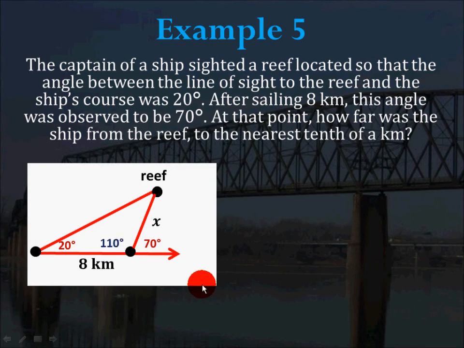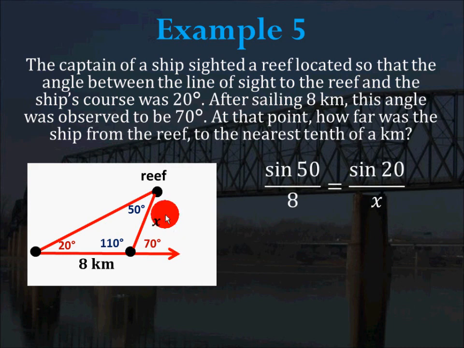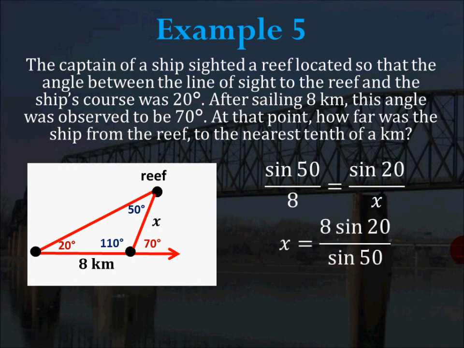Alright, let's plug in some values. If this is 70, we know this angle inside the triangle has to be 110 degrees because they're supplementary. If this angle is 110, we know that this angle next to the reef has to be 180 minus 20 minus 110, or 50 degrees. So, we can use the law of sines. The sine of 50 degrees over its opposite side 8 is equal to the sine of 20 degrees over its opposite side, x. Now that you have an equation, solving for x is very easy. x is equal to 8 sine 20 over sine 50, which means x is 3.6 kilometers away.